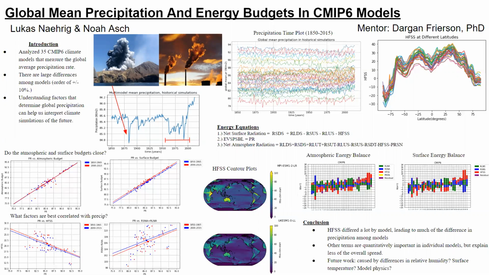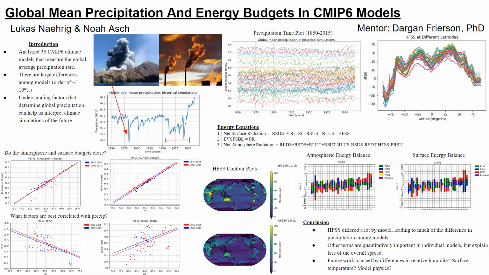Both the surface budget and the atmospheric budget can constrain global mean precipitation. These plots show an imperfect but adequate closure of the energy budgets, meaning we can use these budgets to explain precipitation change. The bar charts on the right side of the poster show the decomposition of precipitation change into energetic terms that support either evaporation at the surface or latent heating in the atmosphere.